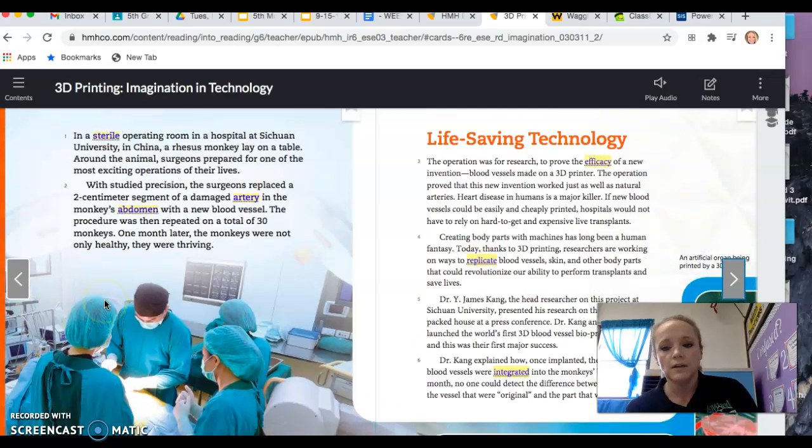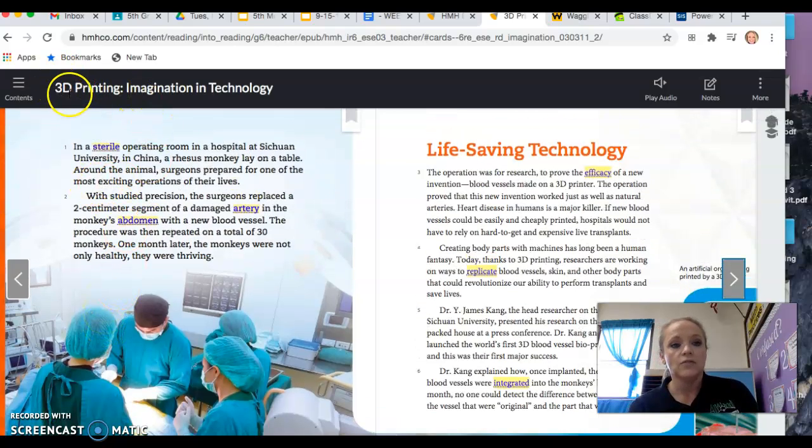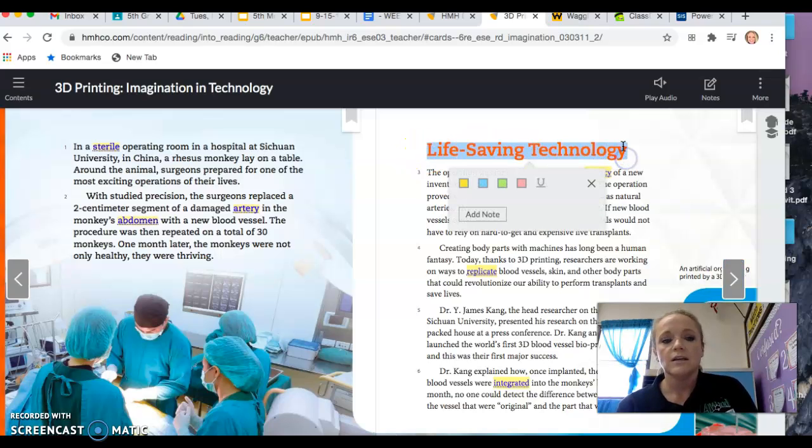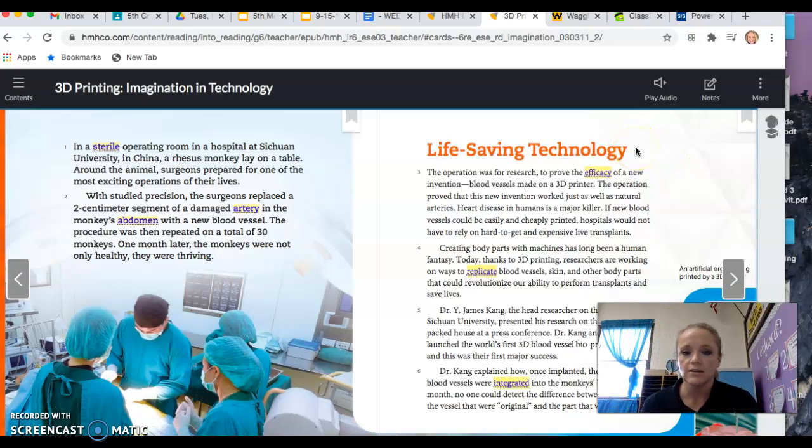So this author wanted to open with the idea that 3D printing is not just to make little plastic toys, but that we can actually use them for, I guess, not just monkeys, but maybe even human life-saving technology. So this little story opens us up to the first section here.